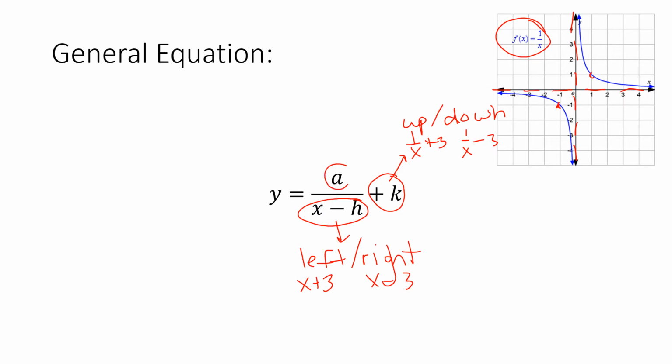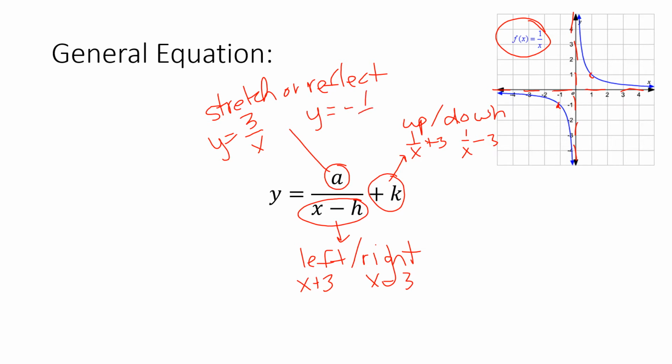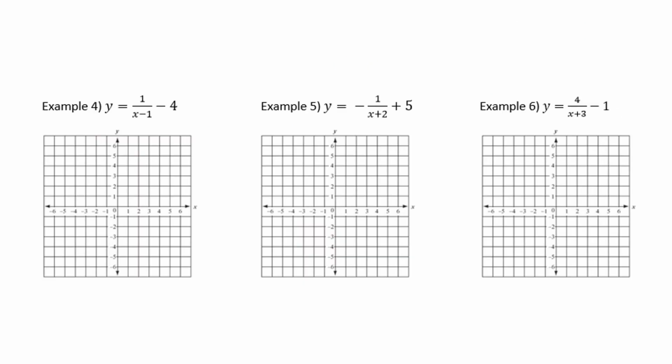The value at the top of your fraction, your a value, is going to be the number that will either stretch or reflect your graph. So if you've got something like 3 over x, it's going to stretch your graph out. A reflection would happen if you have a negative thrown in there. So if you have something like negative 1 over x, it's just going to flip your graph over to the other side. So let's see what some of these look like. Let's take a look at a few examples.